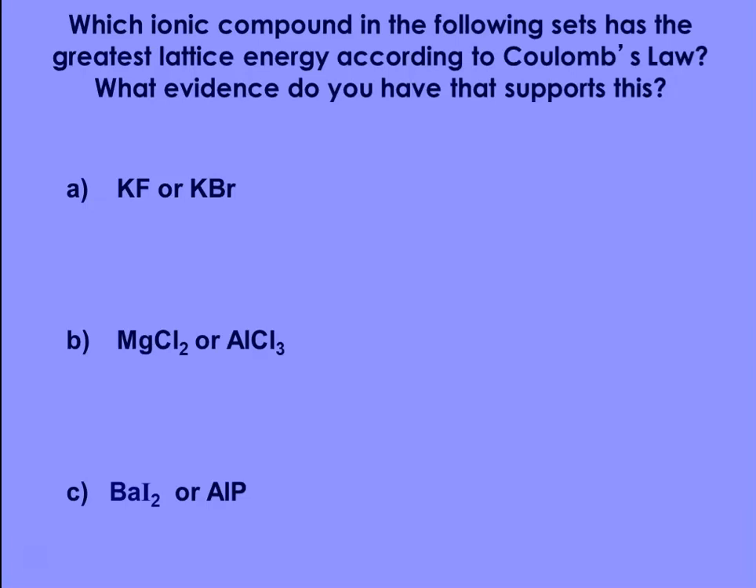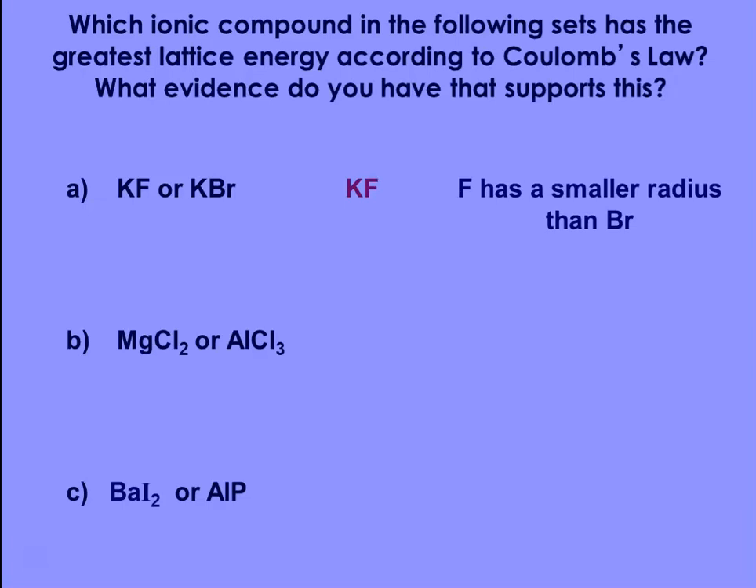And fluorine, having fewer filled valence shells, has less separation between the nucleus and its valence electrons, which means it's going to be smaller. So KF would be the ionic compound of this pair that has the greatest lattice energy due to that smaller radius. Remember that the lattice energy is proportional to the charge product of your cation and anion divided by their radii.